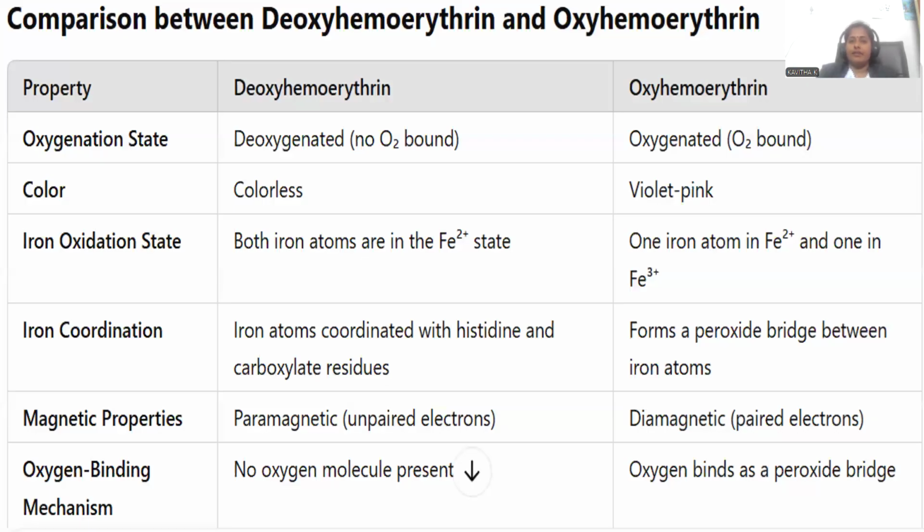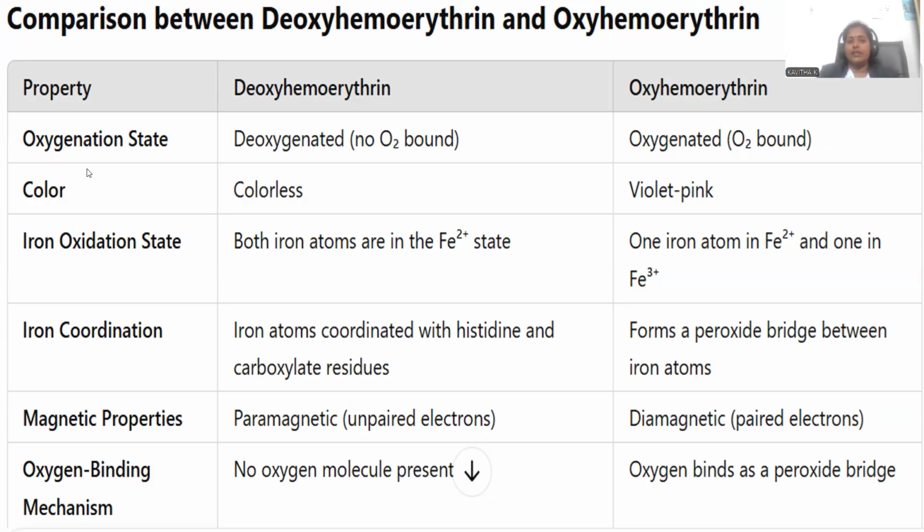Let me give again the comparison between the deoxy and the oxy hemerythrin. There are certain changes, certain chemical and physical property differences, and even a difference in color. There are so many distinctive factors operating between the deoxy and oxygenated forms of hemerythrin. Let me bring all the comparative parameters indicated for the deoxygenated and oxygenated forms of hemerythrin.